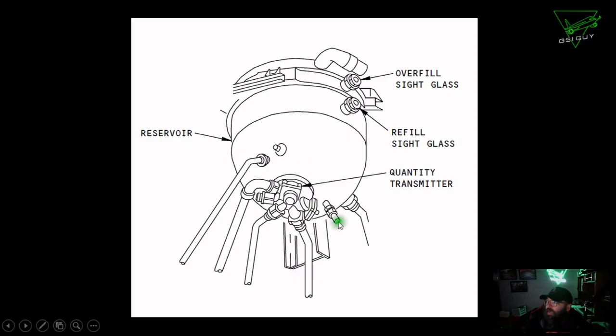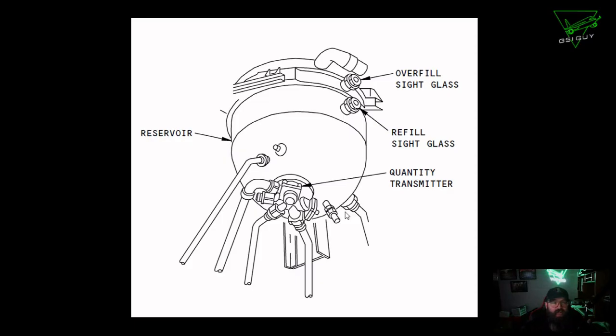Now, I may make another video about this, but this little thing right here is our hydraulic temperature probe. So that'll be a different video. I'm not going to go over that now, but we've got a temperature probe, we've got a quantity measure, we've got sight glasses that you can look in and see. And then obviously there are tubes that go out to each individual system, or each individual servo from that system, or however you want to put it. So I thought that was kind of neat.